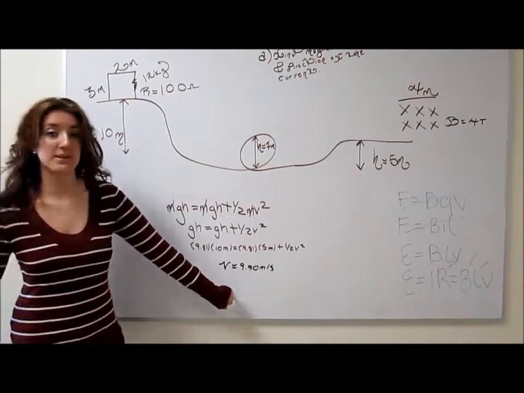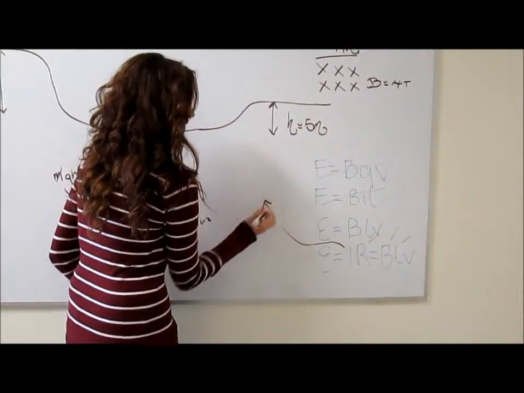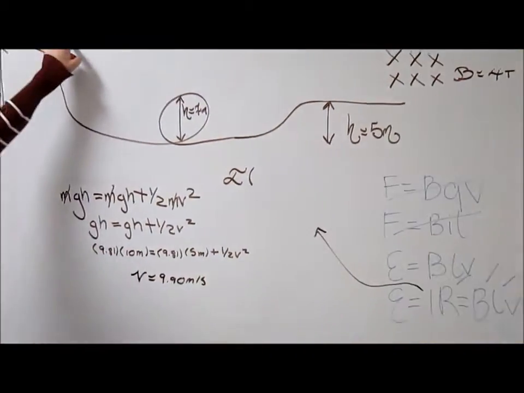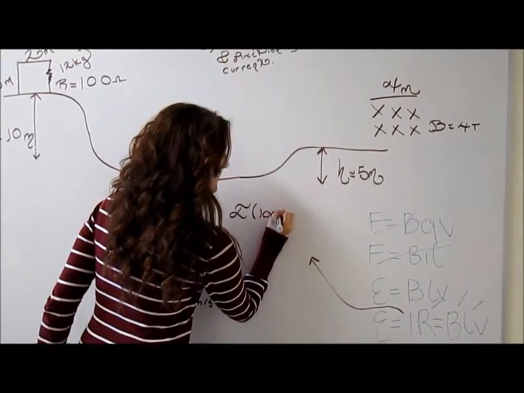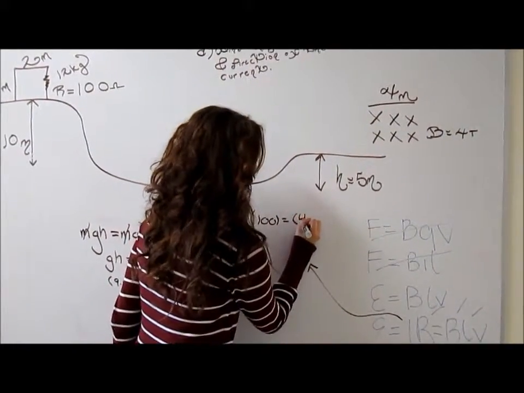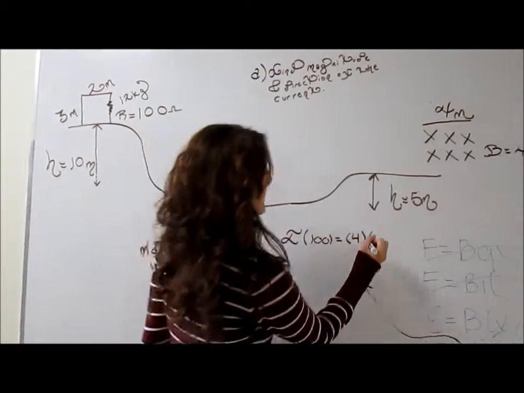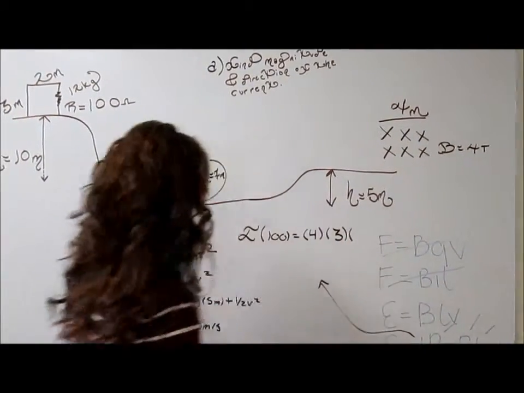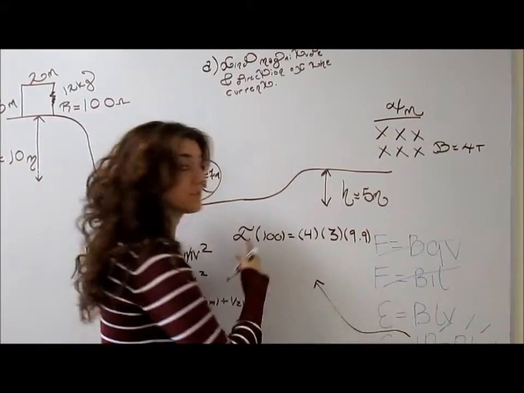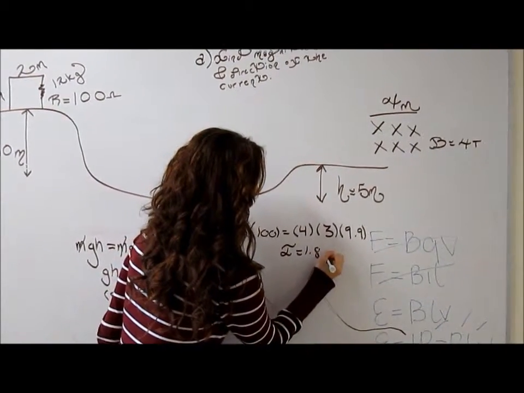You can plug 9.9 into the equation over here, along with the numbers that I gave you in the problem, and then solve for I. So I times the resistance of 100 ohms equals 4 teslas times the length, 5.6 times 10 to the negative 3, times V, 9.9 meters per second. Solve through, and you get that I equals 1.8 amps.